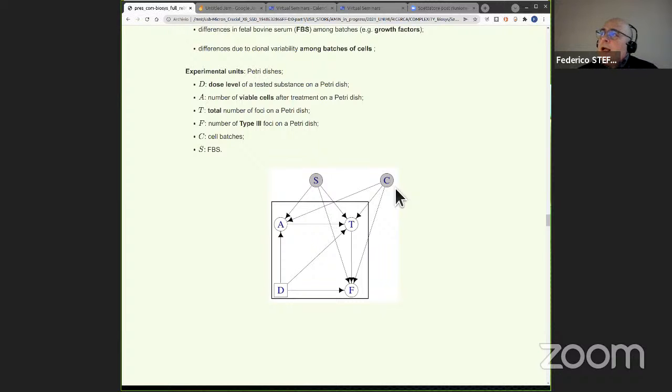I'm pretty sure that A comes before T, because if no cell is alive, I don't see any focus at the end of the experiment. If the total number of foci is 0, F will be 0 as well. But this is not a mechanistic model, it's a causal model. So we have mediation, and we potentially found a confounder between mediation AT and F. But then the model was simpler, just for one lab, one protocol experiment. I don't know if I answered, but please ask in case I did not.